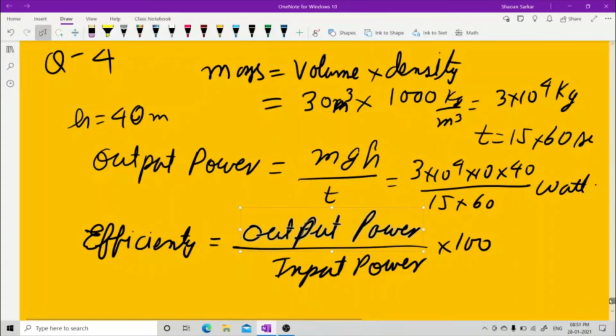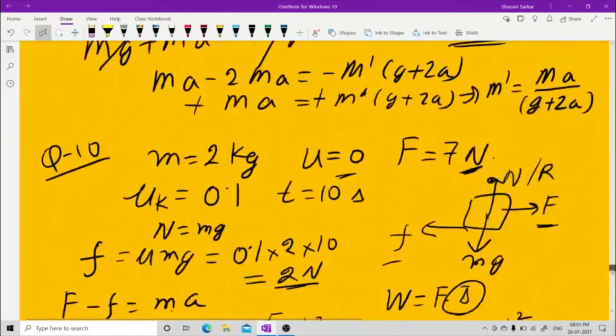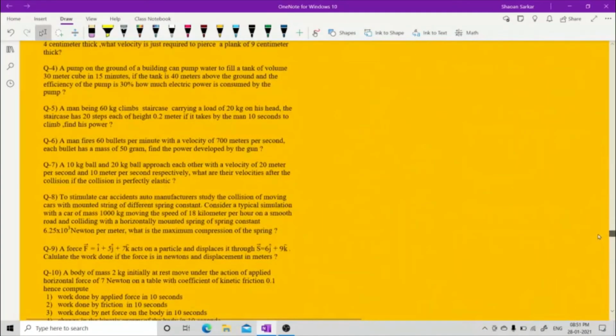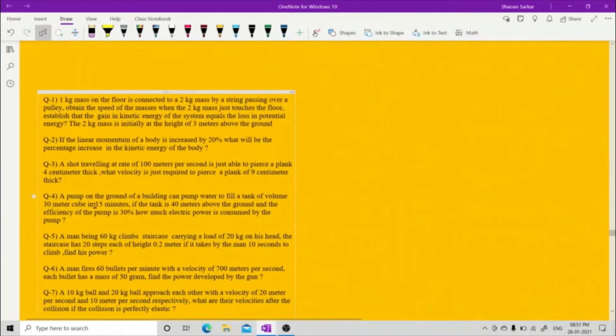Question number 3 now. A bullet traveling at a rate of 100 meters per second is just able to pierce a plank of 4 centimeter. What is the velocity required to just pierce a plank of 9 centimeter?